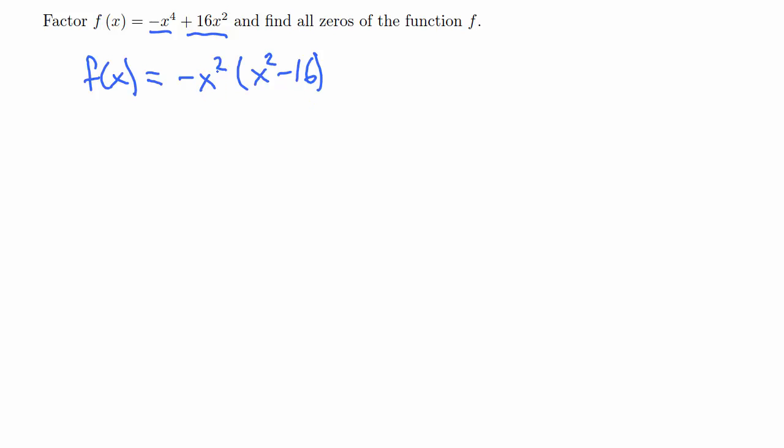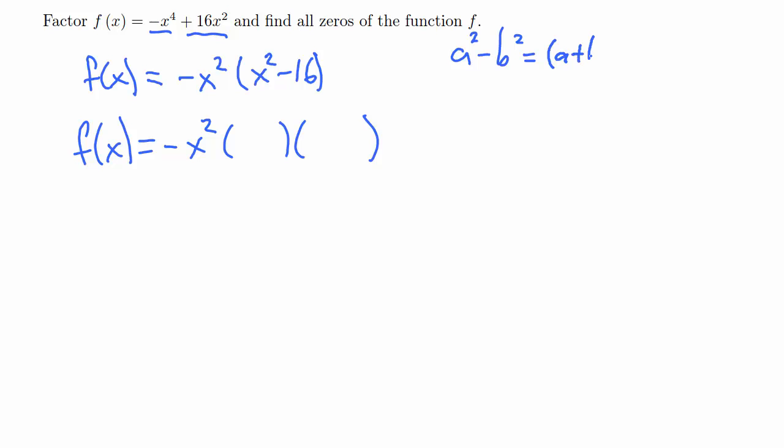Now notice that negative x squared cannot be factored any further. However, you should also notice that x squared minus 16 is a difference of two squares, because 16 is a perfect square. So we're not done. What we need to do is factor this just a little bit further, making this negative x squared times the factorization of x squared minus 16. Now remember that the factorization of a squared minus b squared is a plus b times a minus b. It's the multiplication of conjugates here.